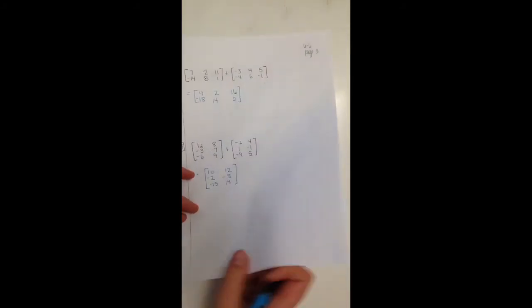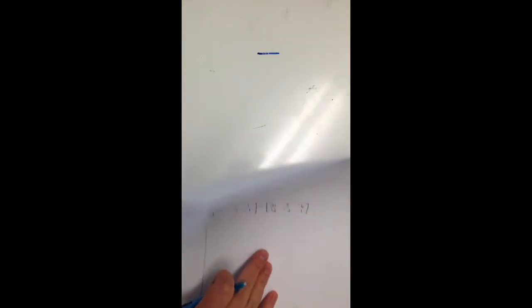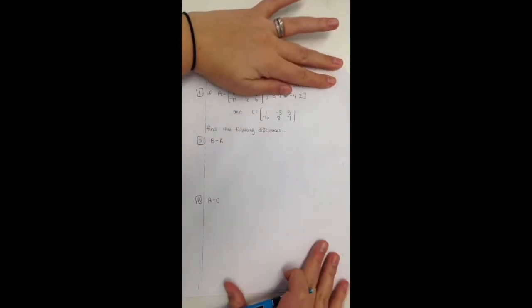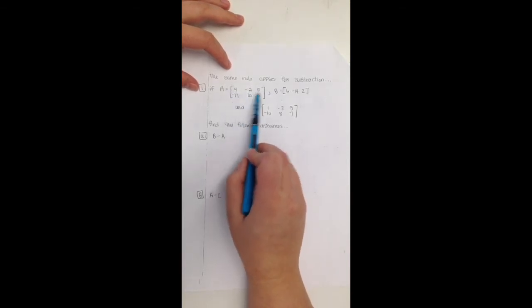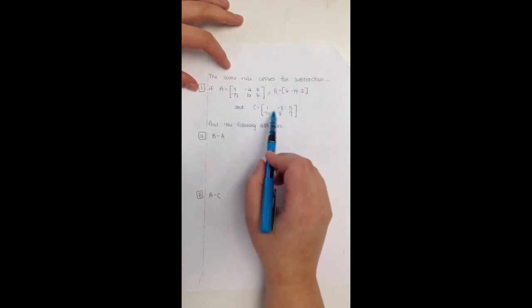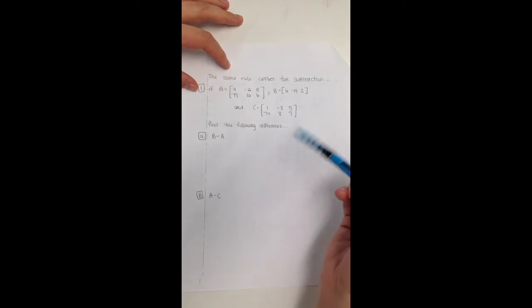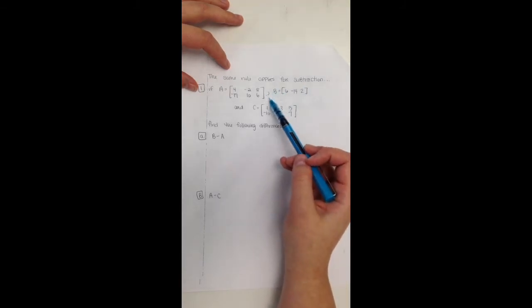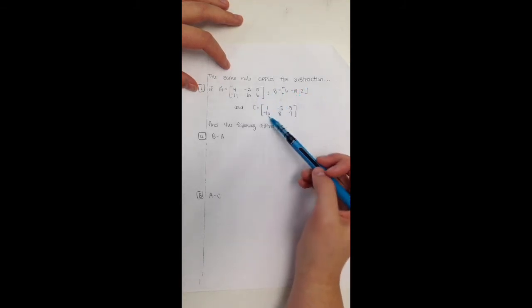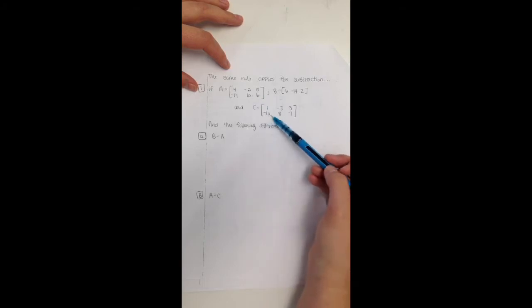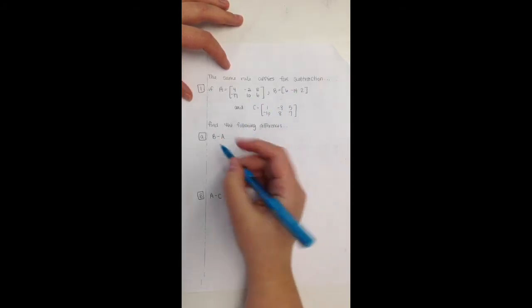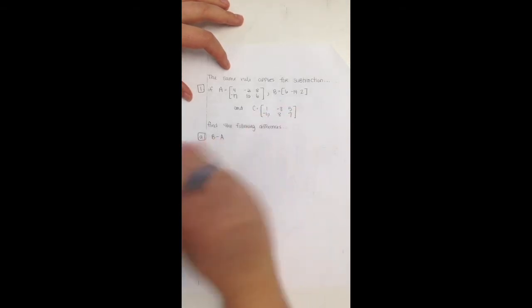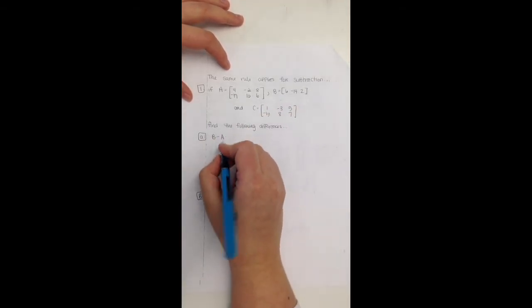The same holds true for subtraction. And that's what we talk about on the next page. So take a look. We have A, which is a 2 by 3, B, which is a 1 by 3, and C, which is also a 2 by 3. We automatically know we can't do anything with B because it's not the same dimensions as A and C. A and C, however, are the same dimensions. So looking at B minus A, we automatically know different dimensions can't happen.